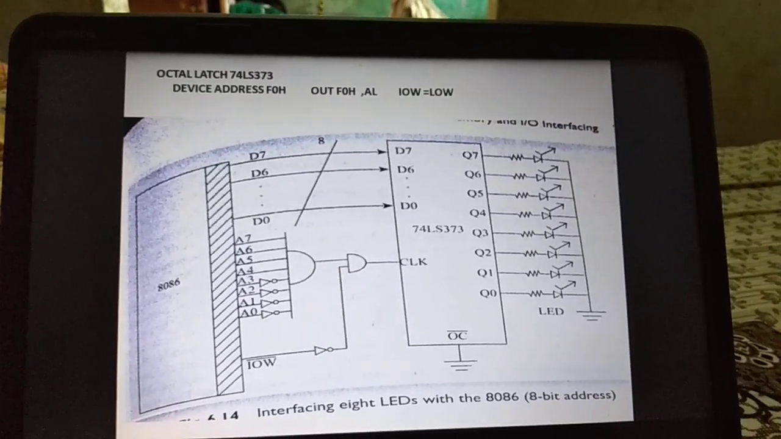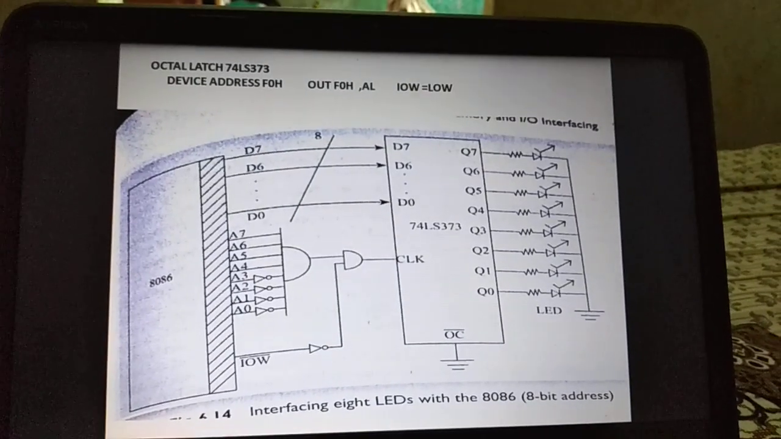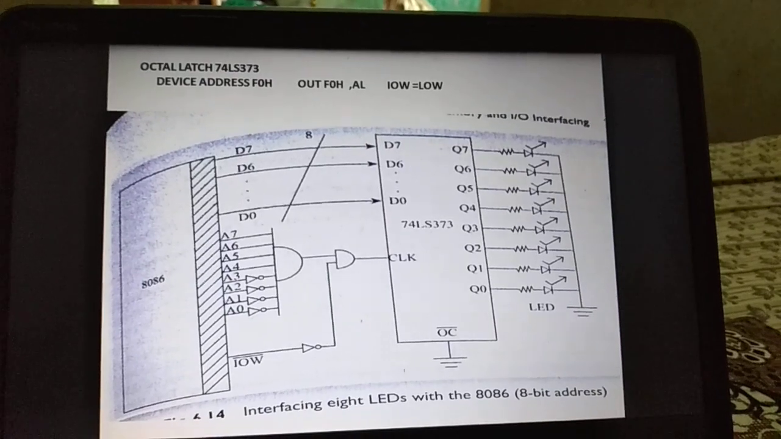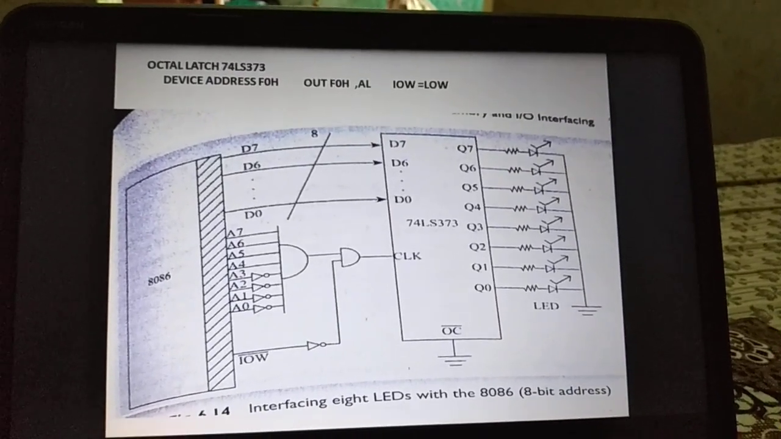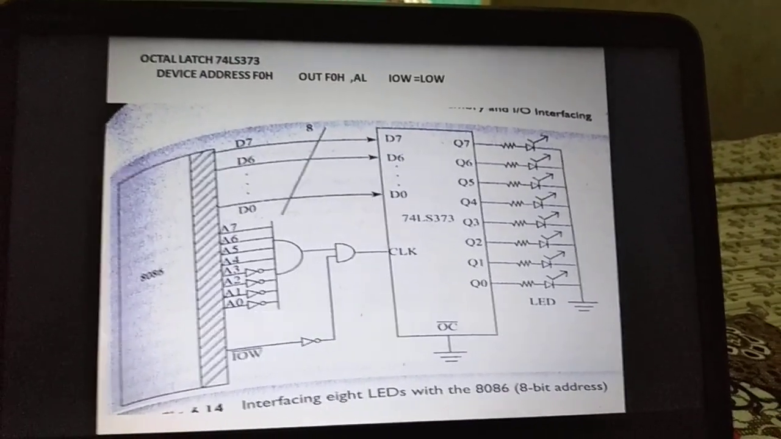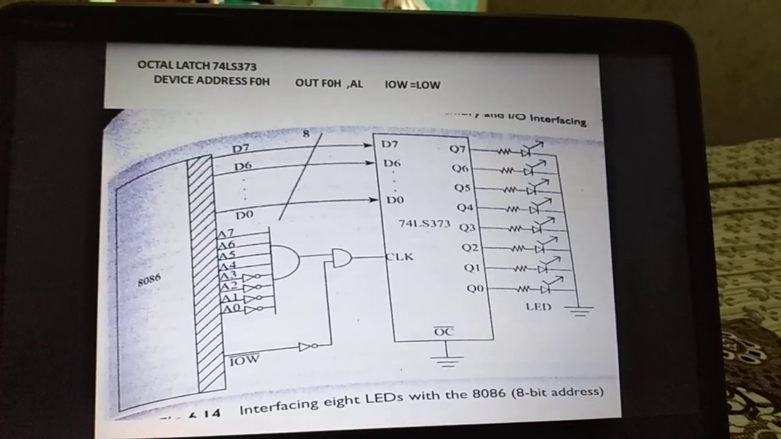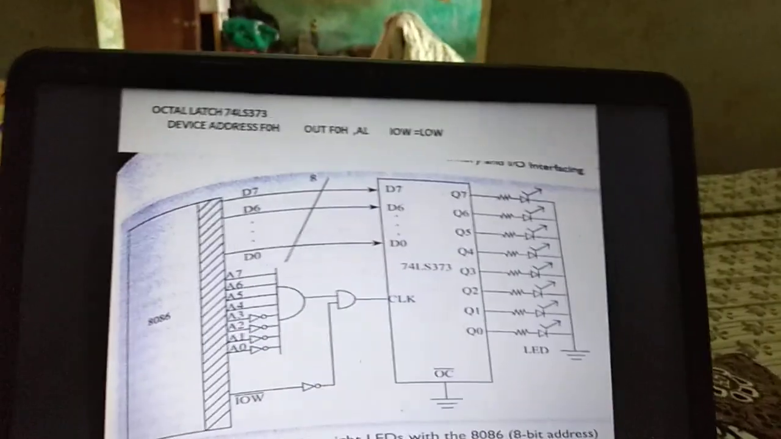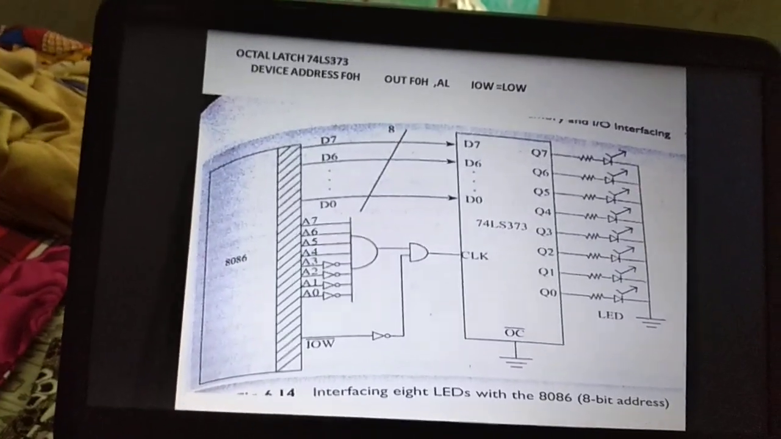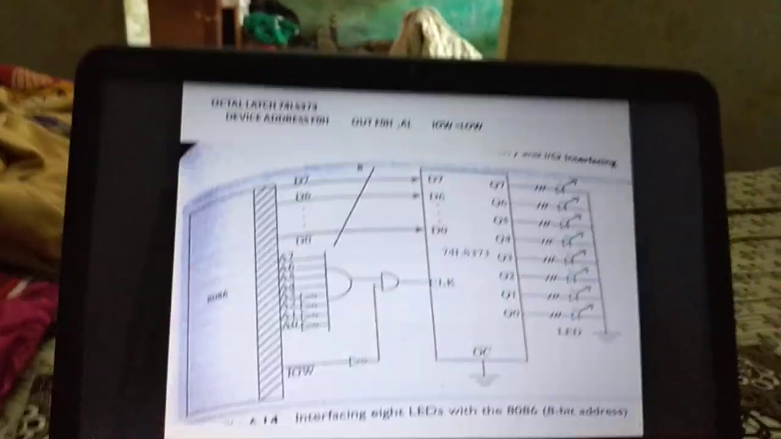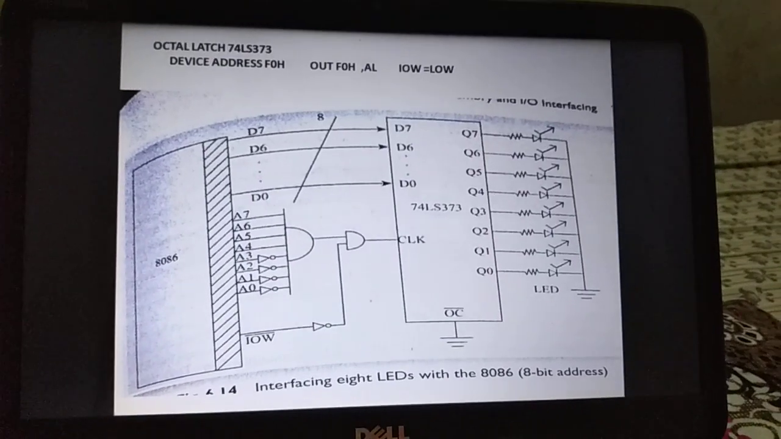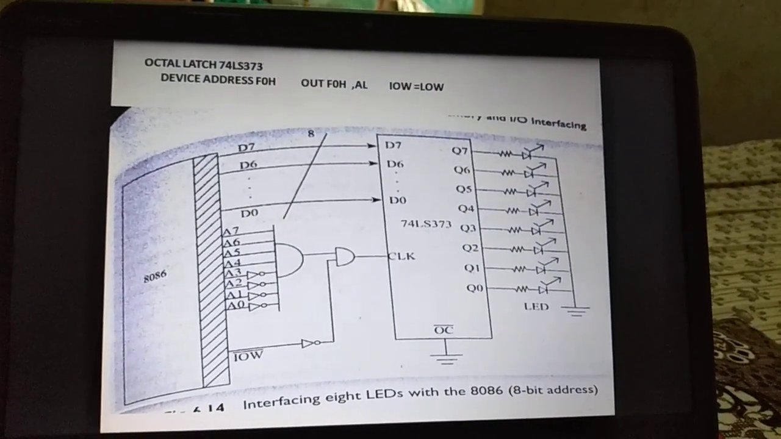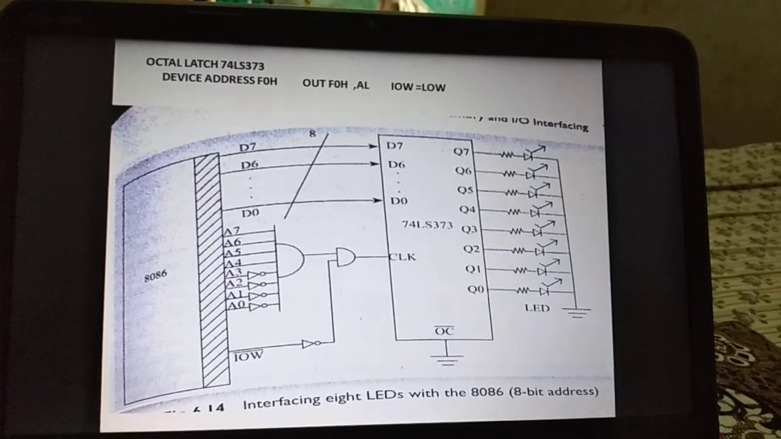And when the address is F0H and the I/O write signal is given, the information is passed via the low order data lines from D0 to D7 to the latch, and this in turn makes the LEDs glow or turn off. So that's about the communication with an 8-bit output device. Similarly, we can do this using decoders, and we can also use 16-bit addresses, and exchange 16 bits of data between the input and output devices.